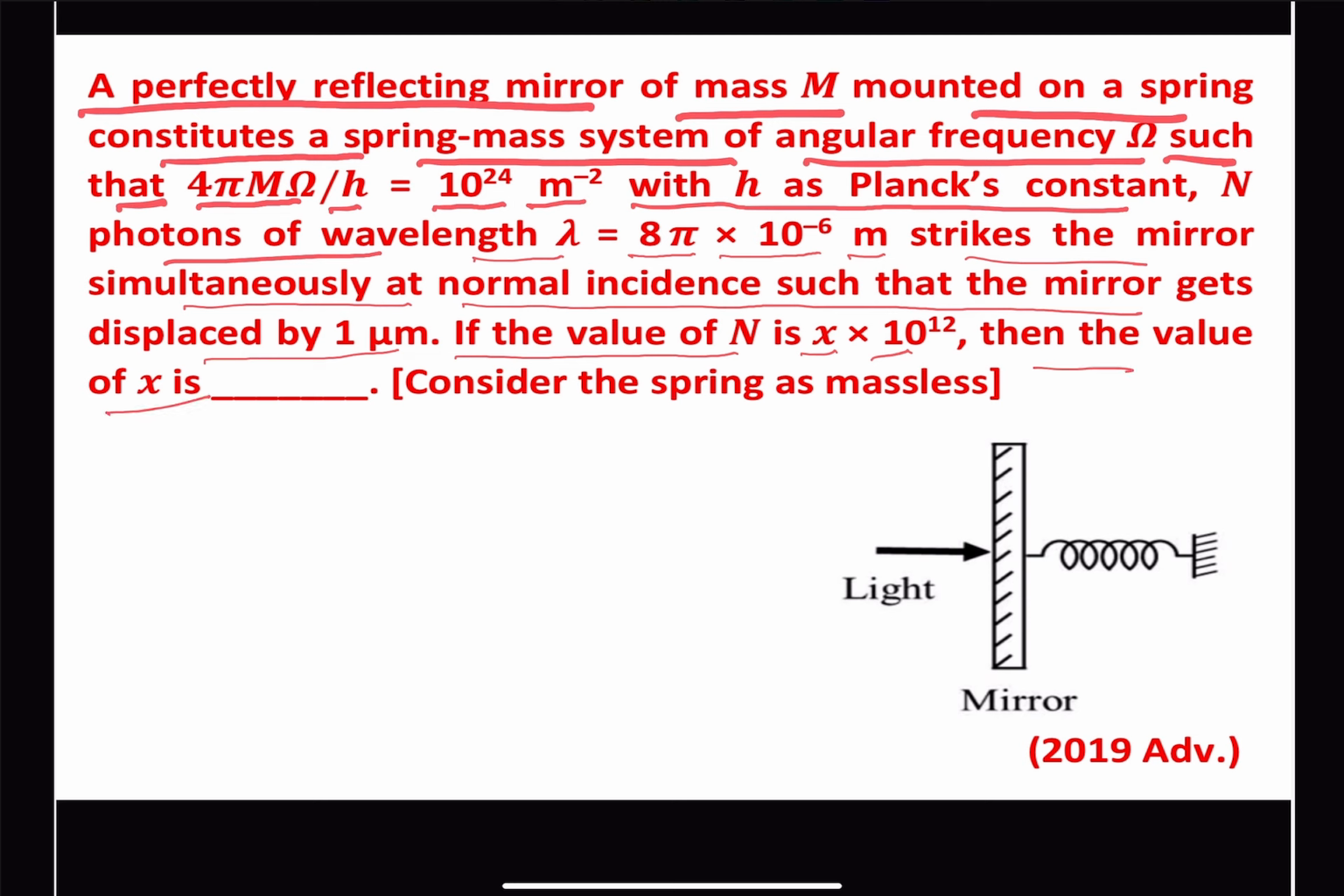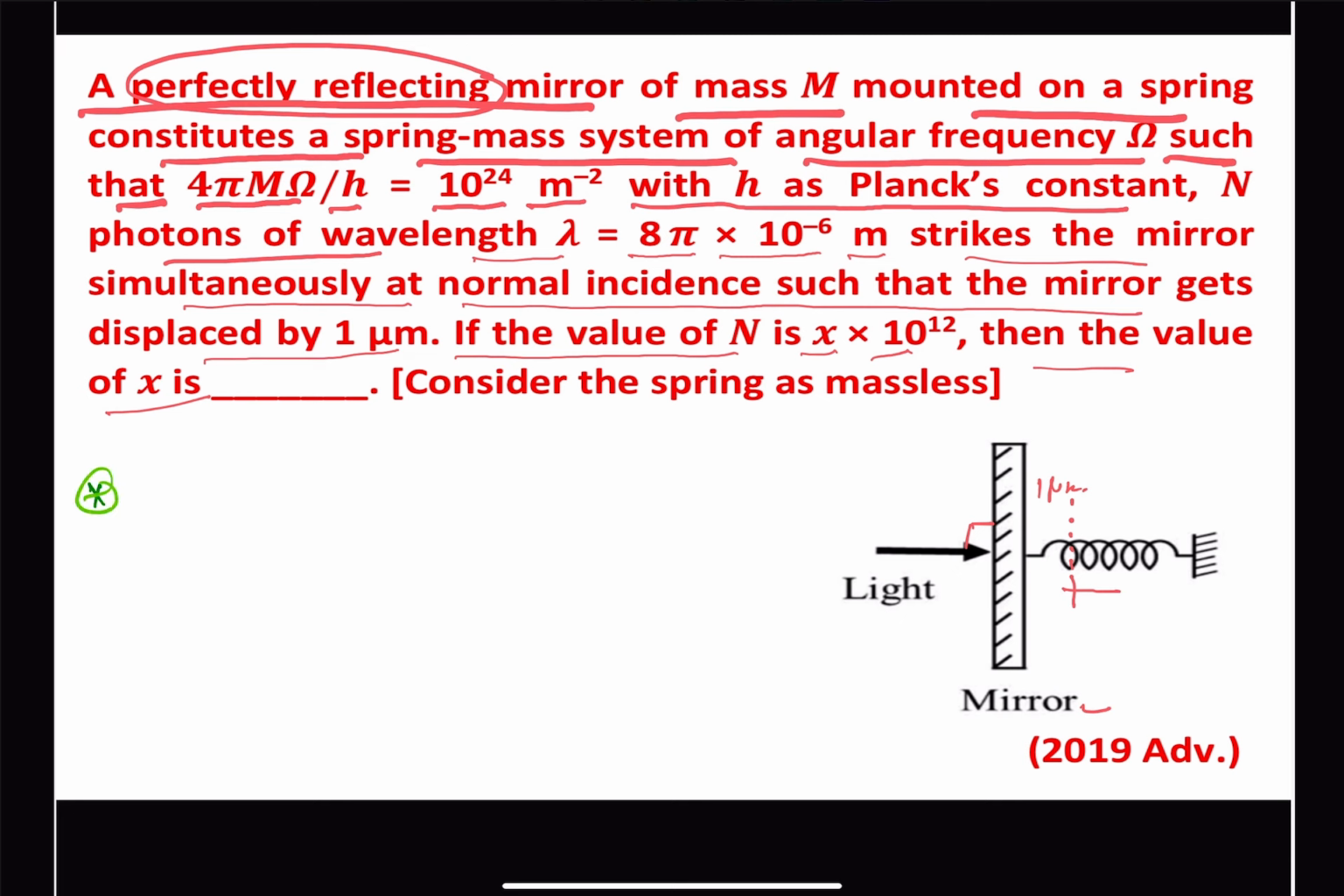So in this case, a basic figure is given to us. We are having a mirror connected to a spring, and light strikes this mirror perpendicularly, and the spring is slightly displaced by a distance of 1 micrometer, and it is given that it is a perfectly reflecting mirror.